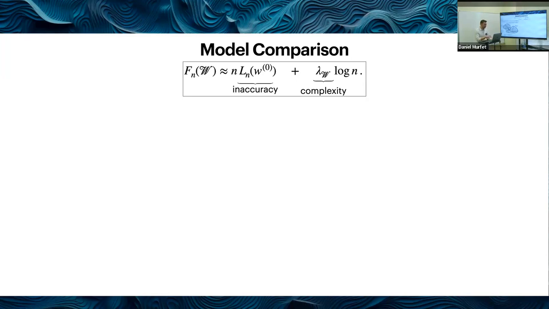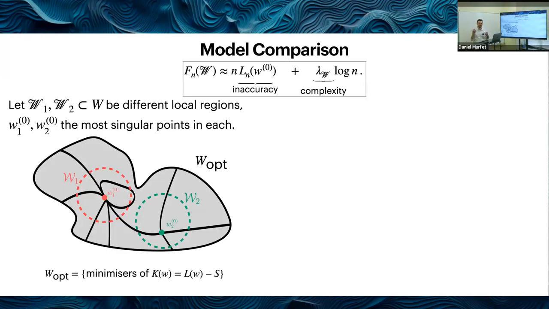Okay, so we can depict this model comparison picture by considering two different neighborhoods of parameter space and depicting two different most singular points within them. And so, of course, what we see here in this cartoon is that the most singular point of red W is just that point there, W1. And then the most singular point of green W is W2. And just as a reminder, W opt is the set of minimizers of the KL divergence, or of L of W, the expected negative log likelihood.